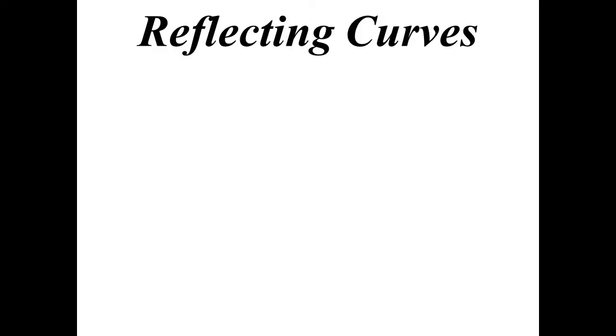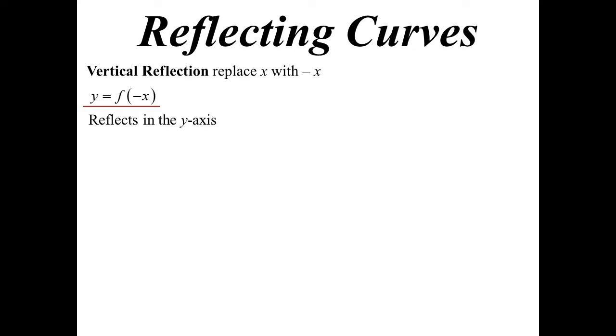All right, so that was translating. Let's have a look at reflecting. A vertical reflection is when we replace x with negative x. So it's a vertical reflection. So we replace x with minus x. So in other words, we should see y equals function negative x. So that will reflect in the y-axis.